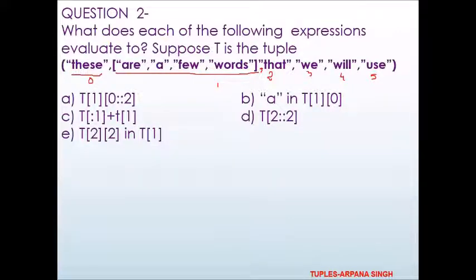Now, 1, 0, 1. This is 1. 0 to 2, step 2. The second is missing, so 0 till end. 0 till end, step 2. So it will take 0, then 1 and then 2.